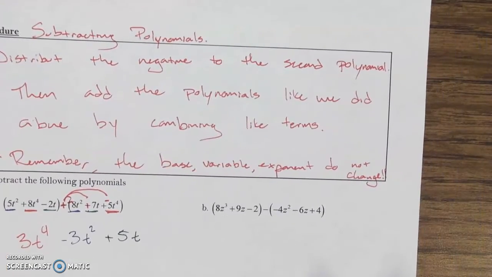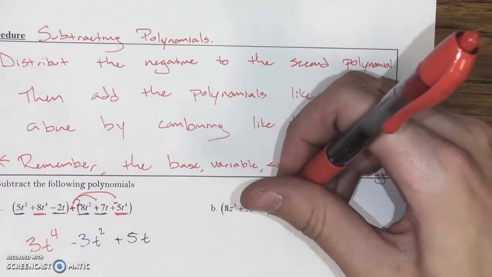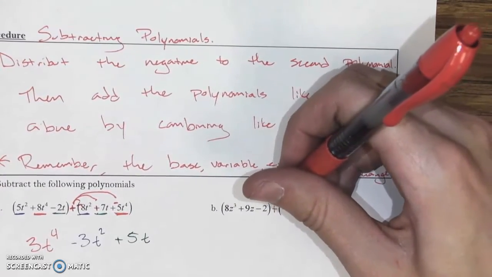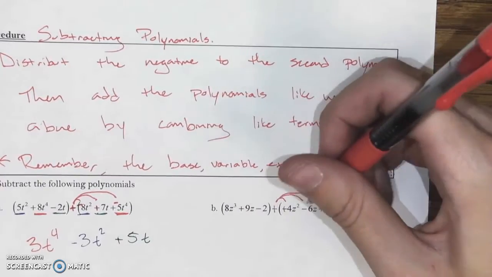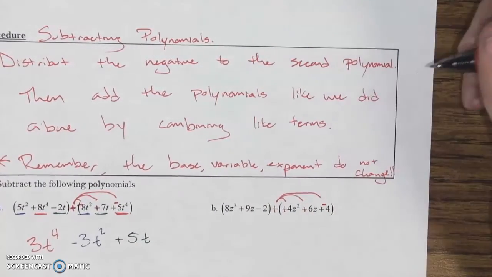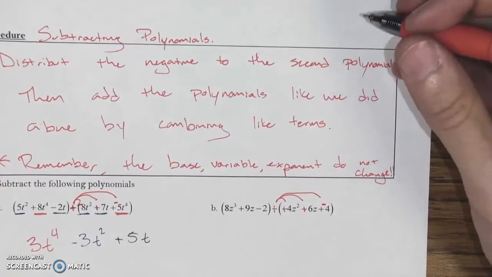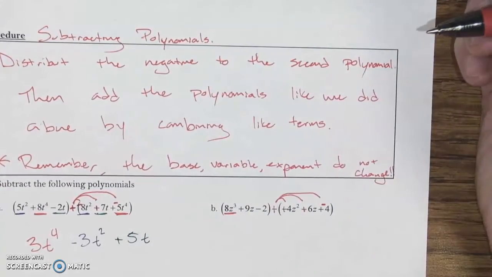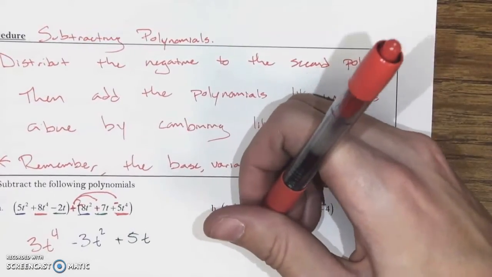For this next one, the first thing we do is we distribute the negative. We turn this into a positive, a plus, and then we distribute the negative. So it flips all the signs. So this negative becomes positive, this negative becomes positive, this positive becomes negative. Now we look at the terms. The highest exponent, we've got 8z cubed. Well, there's nothing to combine that with, so we just leave it as 8z cubed.